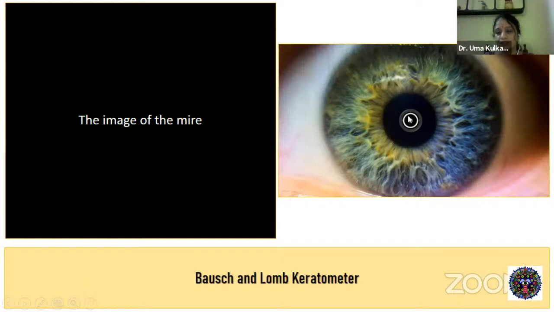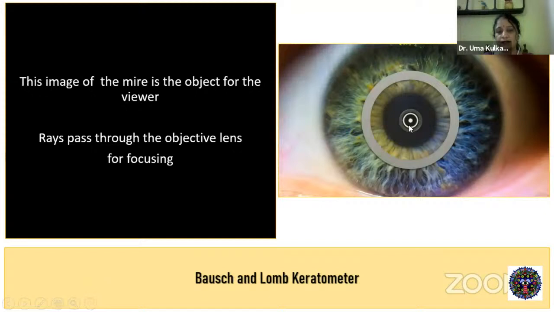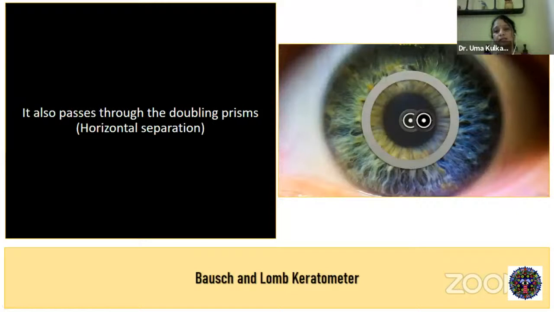But when the rays of light come out of this one single image, they pass through something, the objective lens, which we called it, and they pass through the biprisms and they get split. That image gets split into two images. So what we are seeing, suppose we see the same eye from outside, not through the keratometer, we see only one image on the cornea. But when we see through the keratometer, we see the double image. So this is by the horizontally placed prisms, which split the image into two.